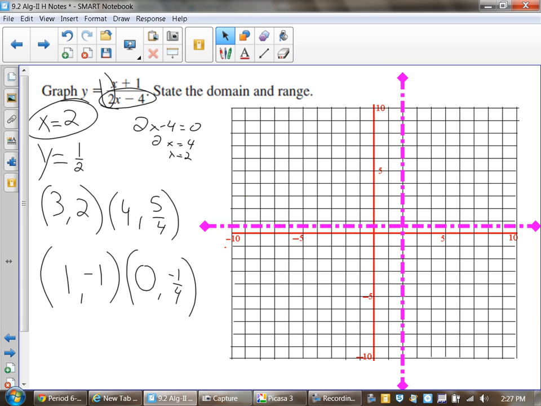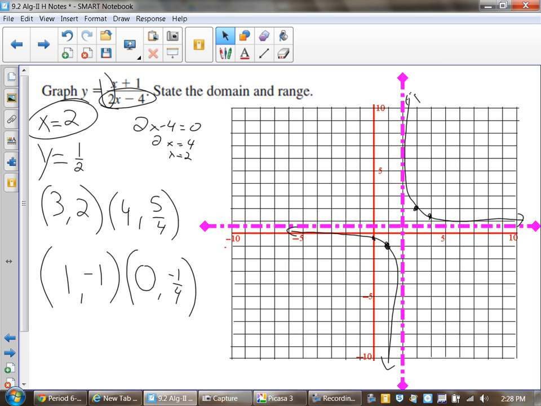The other one's 5 over 4. So at 3, it's 5/4. That's 1 and a 4th, right? So about here. So it's doing the curve this way. At 1, it's negative 1. At 0, it's negative 1/4. And it's going this way. It's 5 over 4, not 5 over 2.